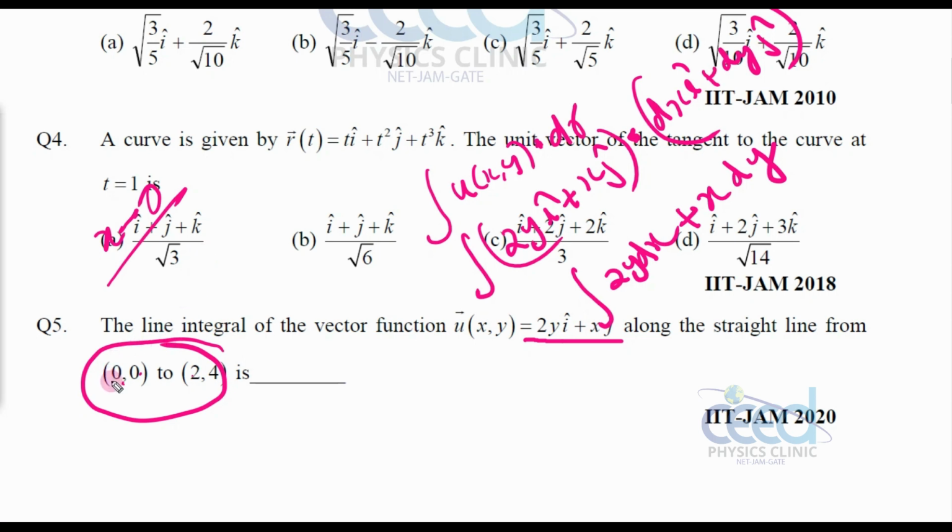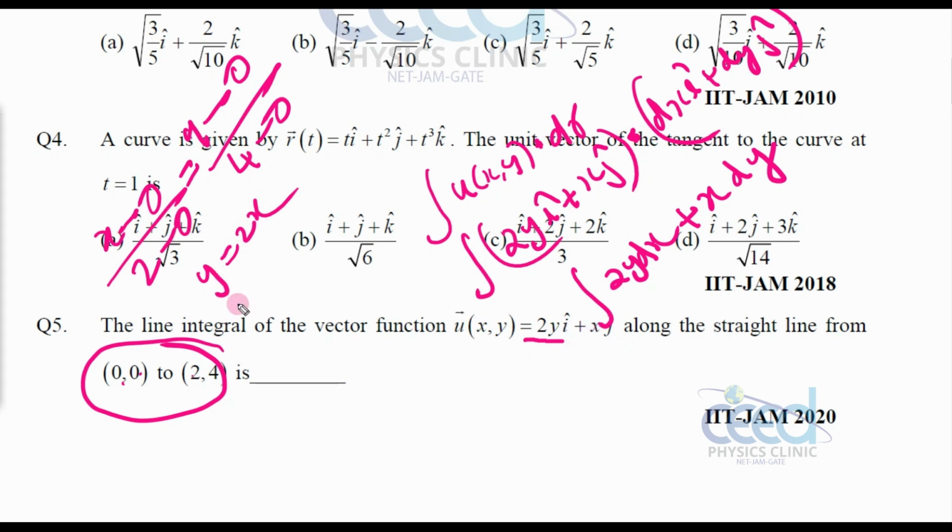(x minus x1) is 2 minus 0, equal to (y minus y1) is 0 again, divided by y2 minus y1, that is 4 minus 0. So from this I can write y is equal to 2x. All right, y is equal to 2x. So I can substitute this value here.